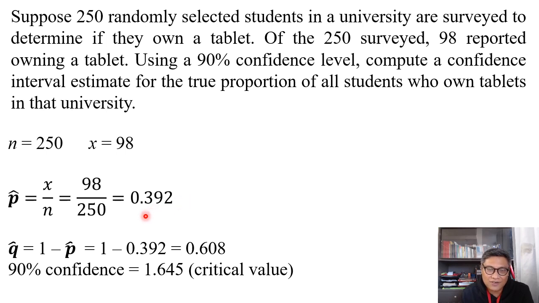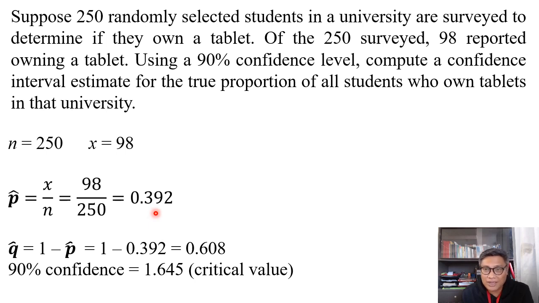This is an exact value, nagkataon lang, class. In case when you take the proportion and the result is non-terminating, you can round your answers to 3 decimal places. This one here is an exact decimal, class. So this is now the proportion of those students in the university who own a tablet. In percent, this is about 39.2%.